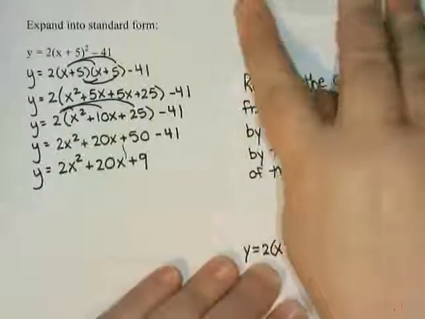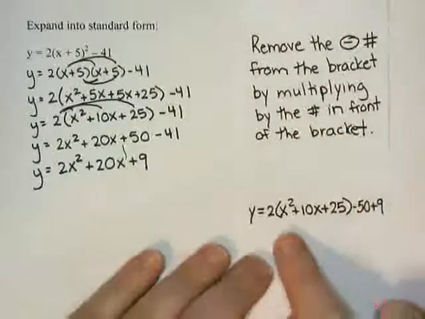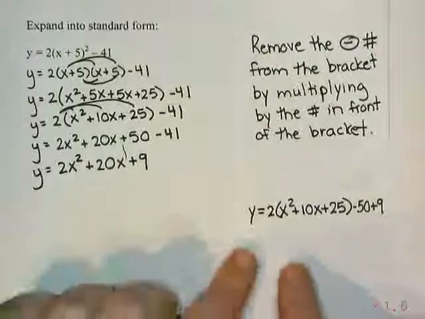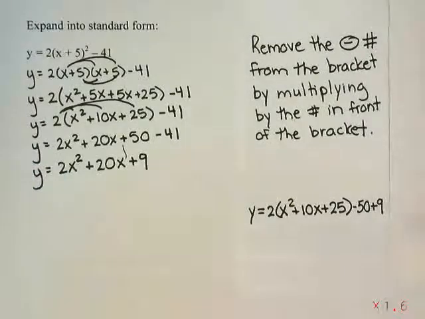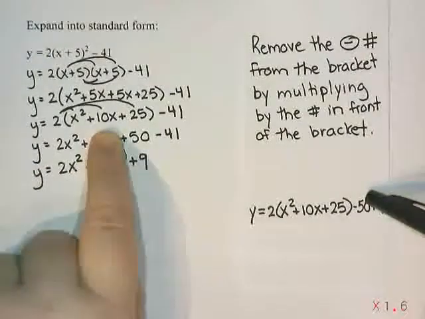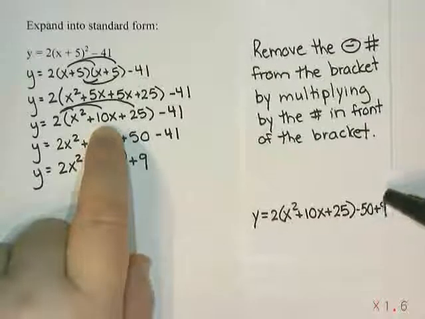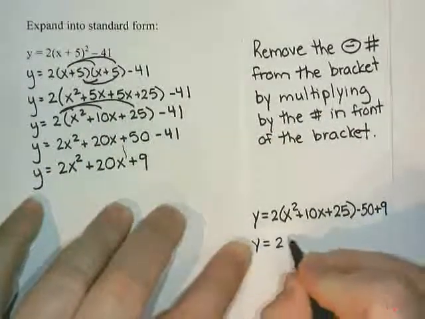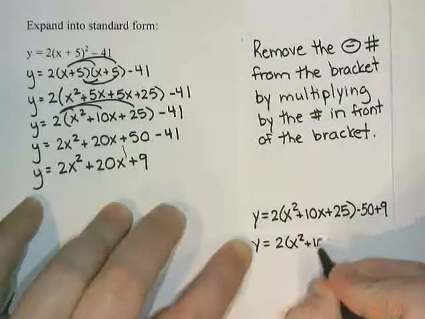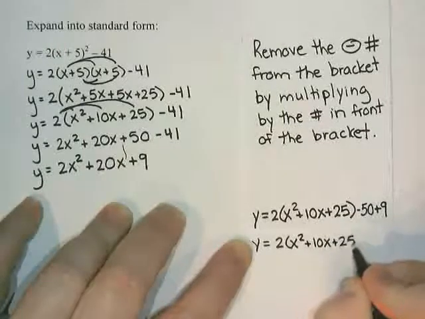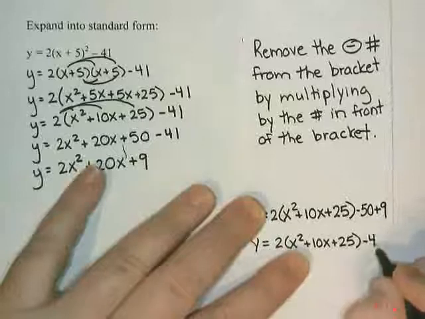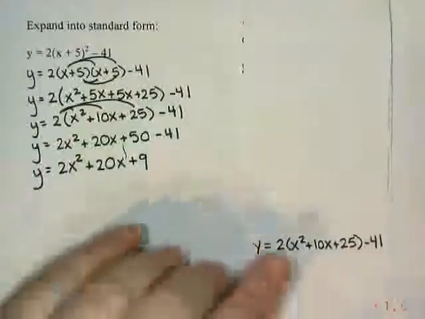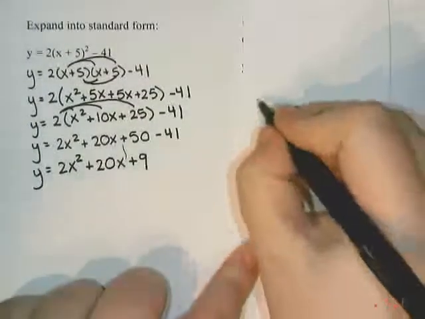So our last step that we did was we had 2x squared plus 10x plus 25, and then negative 50 plus 9. On our next step, the last thing we need to do to get back to this step here is negative 50 plus 9, which should hopefully give us negative 41. Right, so our instruction for that step is that we collected the like terms outside the bracket.